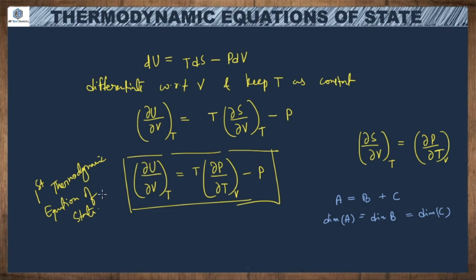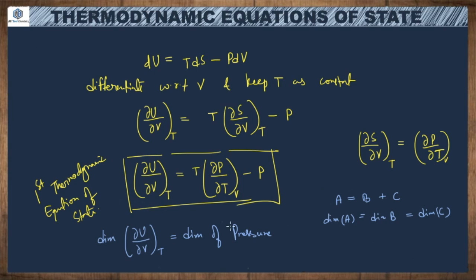In the same way, applying the same thing over here, you can say that the dimension of this particular part will be equal to the dimension of this particular part, and that should be equal to the dimension of P. P is pressure, right? So we can say that the dimension of del U by del V at constant T is equal to the dimension of pressure. So what we can interpret from here is that del U by del V at constant T has a dimension of pressure. So it is also sometimes represented as pi.